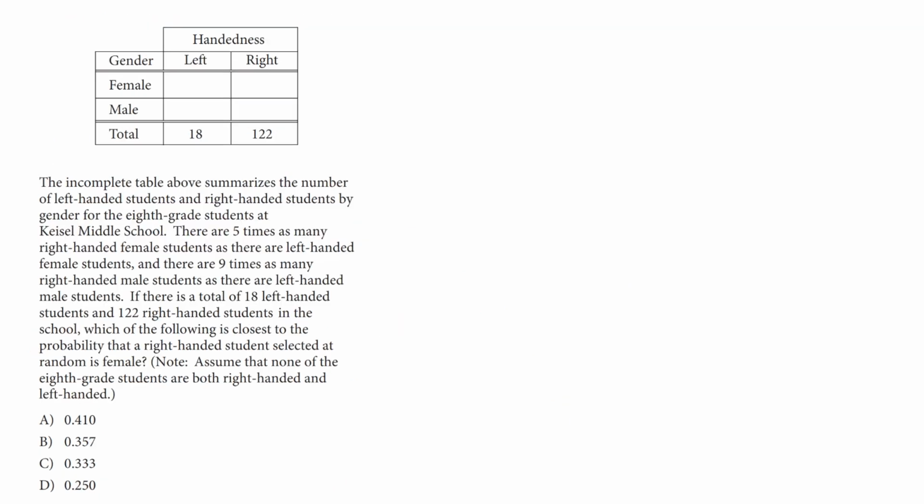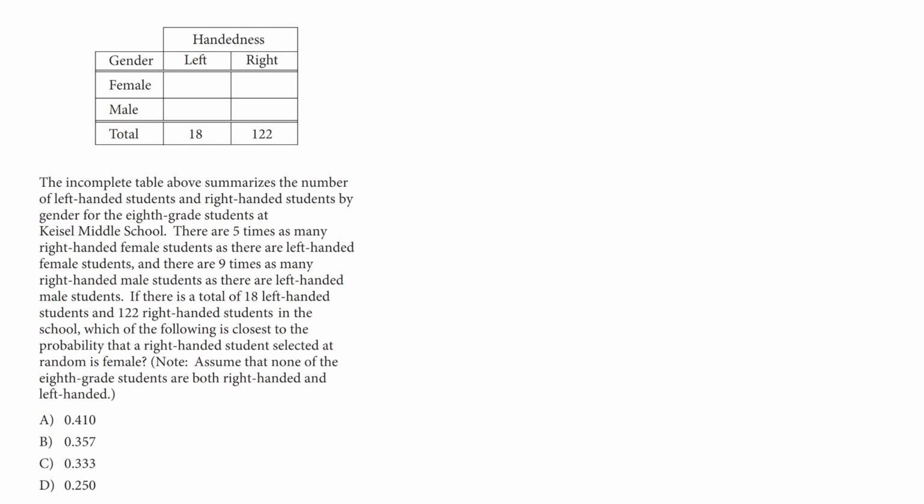The incomplete table above summarizes the number of left-handed students and right-handed students by gender for the 8th grade students at Keisel Middle School. There are 5 times as many right-handed female students as there are left-handed female students, and there are 9 times as many right-handed male students as there are left-handed male students. If there is a total of 18 left-handed students and 122 right-handed students in the school, which of the following is closest to the probability that a right-handed student selected at random is female? Note, assume that none of the 8th grade students are both right-handed and left-handed.